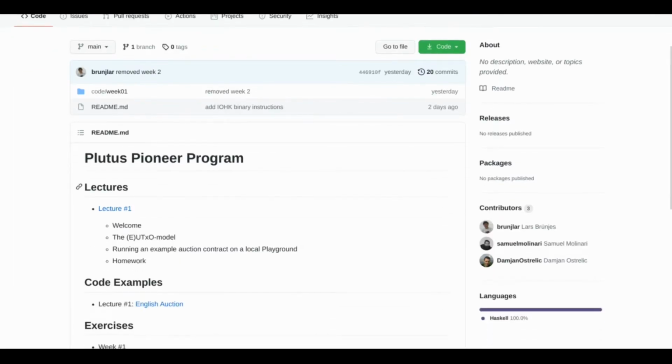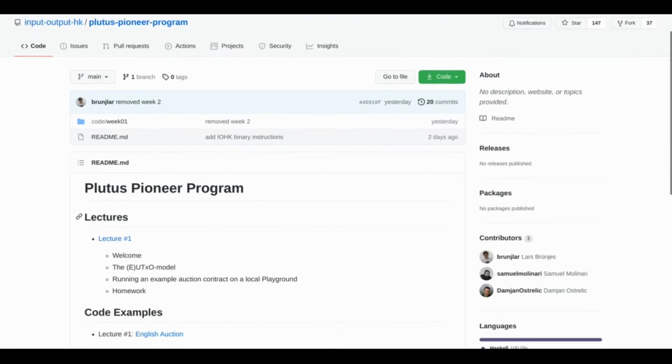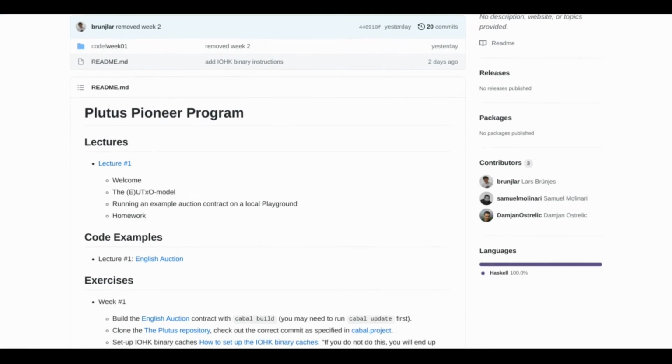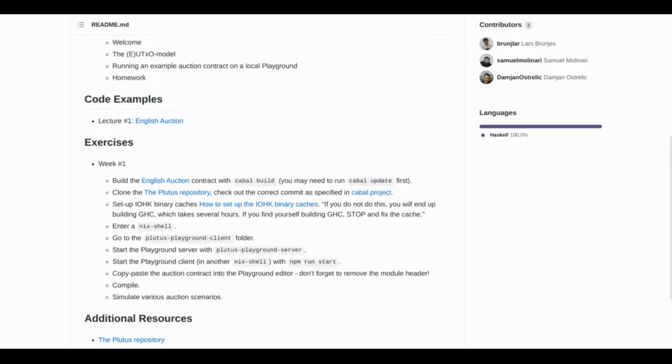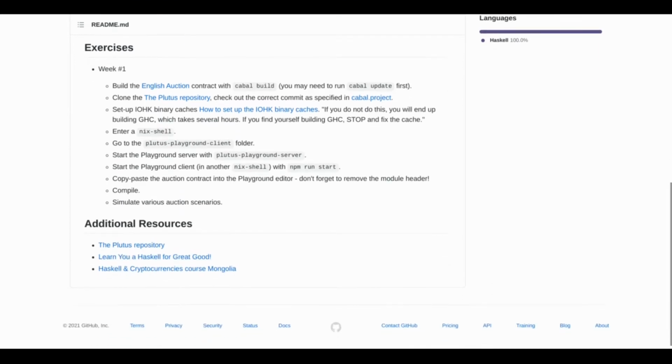Well, one of the coolest things that's happened in the last week or so was that the Plutus Pioneer program was open sourced. Right here in the GitHub, we can see what they talked about in lecture number one, what exercises they went through, the homework for this week, and we also have access to the Haskell and cryptocurrencies course video from Mongolia last year. Mongolia was the class they taught then.